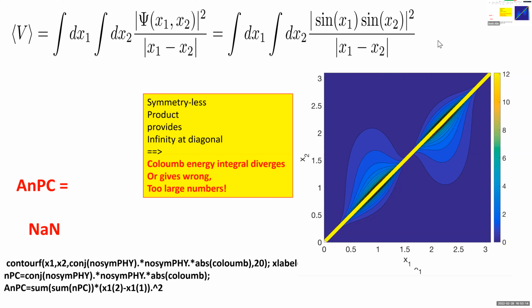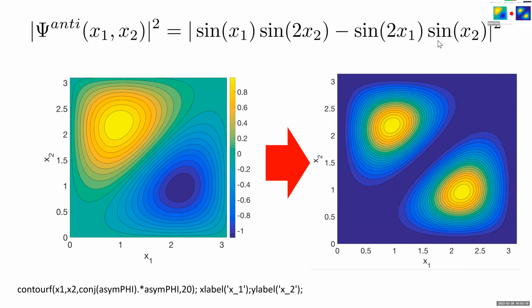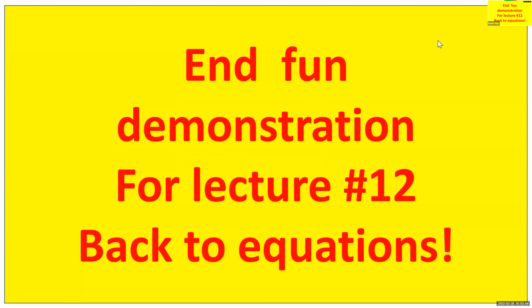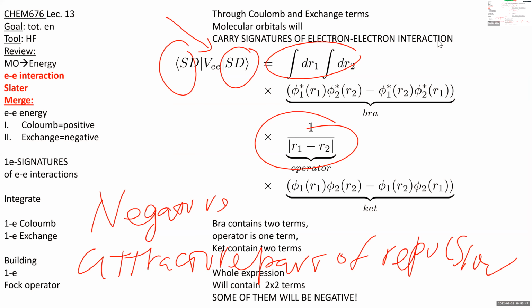And when non-zero meets the infinite value of the operator, it immediately goes to not a number, which means infinity. So it's something strange. But if we place there the antisymmetrized wave function, it has zeros on the main diagonal. And if you convolute it with the electron-electron repulsion, we will get some small number, some reasonable number. So it's just a qualitative demonstration that we do not get nonsense, that antisymmetrization saves us. Okay, end of fun demonstration.